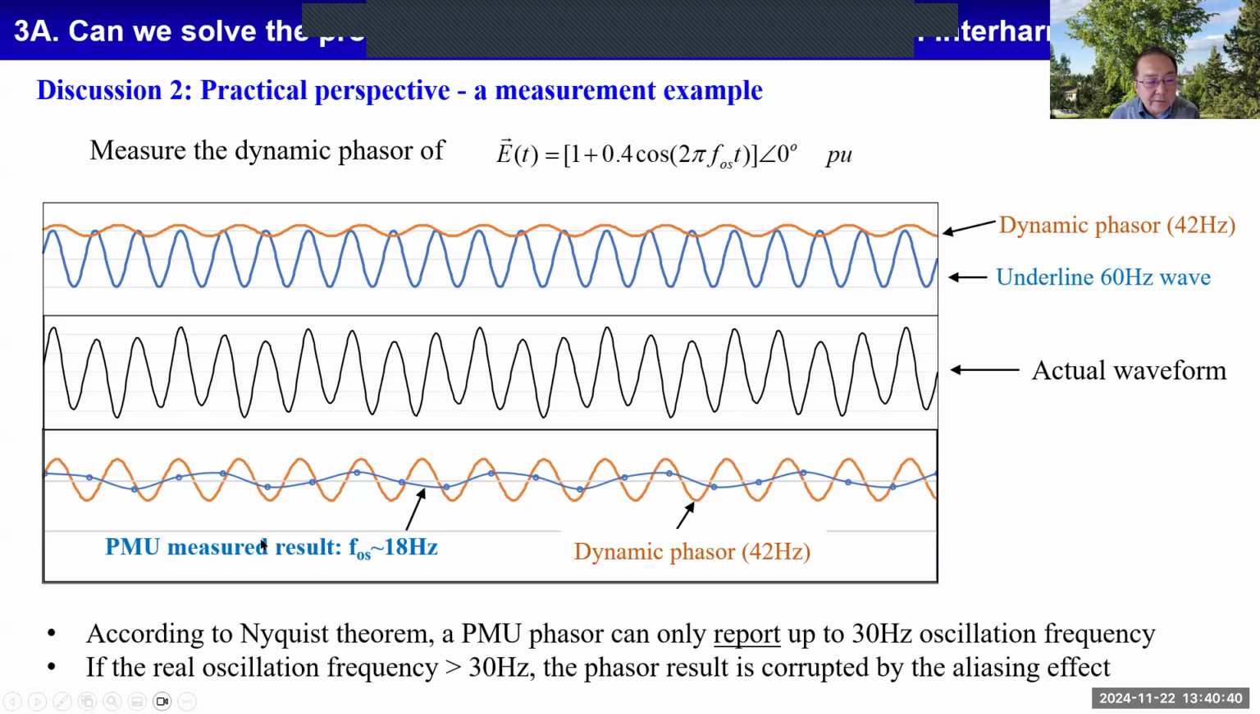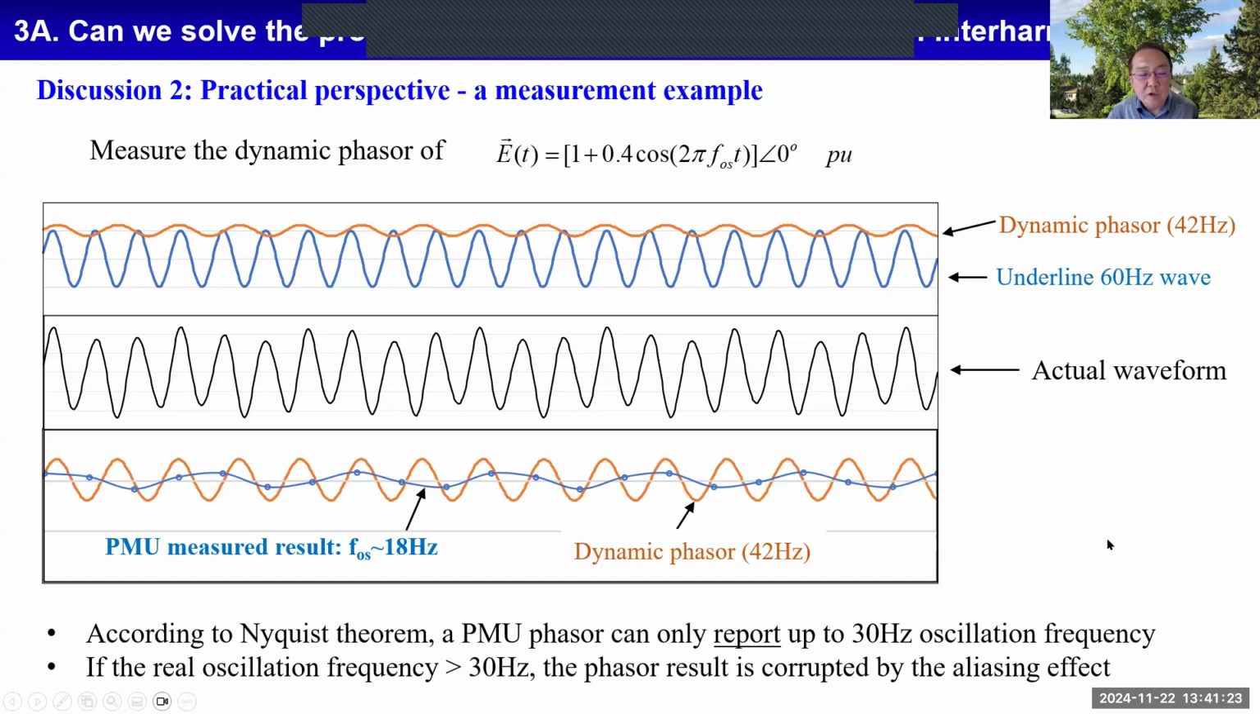Then I use a PMU algorithm to measure the phasor. Then I plot the original dynamic phasor on top of that. Now you can see that the PMU measurement, or any phasor measurement technique, will show an 80 hertz oscillation, but the actual dynamic phasor oscillates at 42 hertz. So why is this the case? Because according to the Nyquist theorem, a phasor can only report up to 30 hertz oscillation frequency. If any oscillation frequency is greater than 30 hertz, the phasor result is corrupted by the aliasing effect.